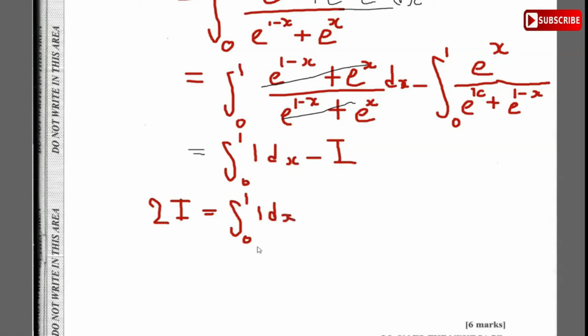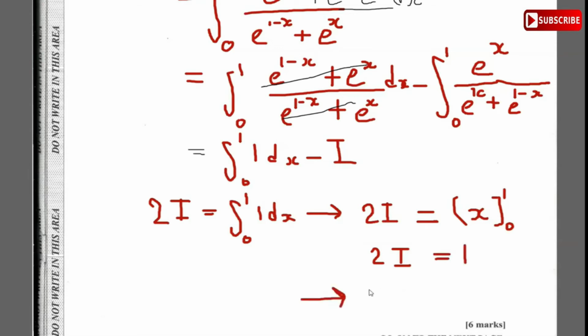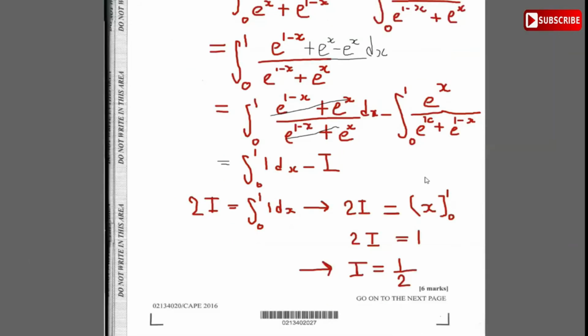So if 2I is equal to the integral from 0 to 1 of 1 dx, that implies that 2I is equal to, when we integrate 1, what you're getting is x, and that's going from 0 to 1. So when you work it out, you're going to get 2I is equal to 1. And so you divide through by 2, and so that implies I equals a half. So we've shown that the integral is equal to a half. Nice and easy. So we finish this easy question. That's how we do that.